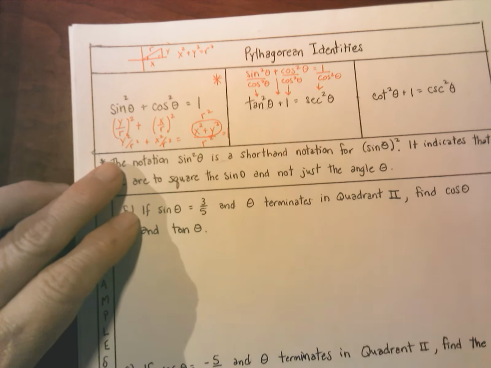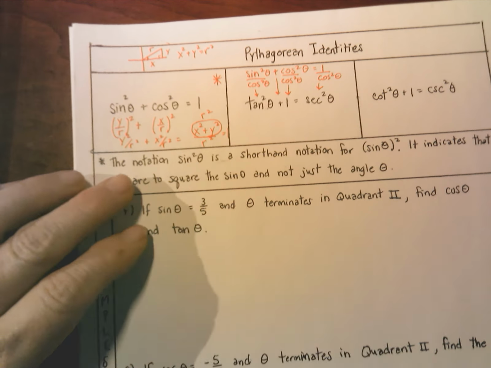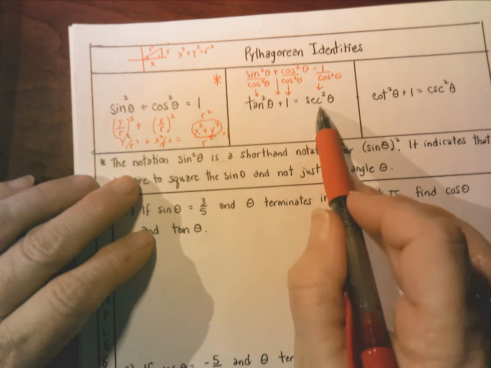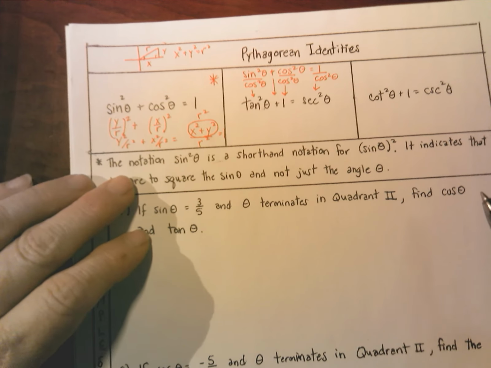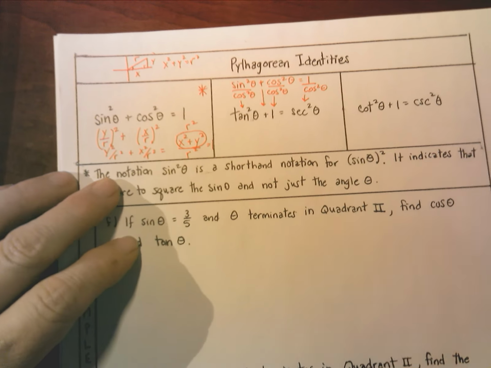And so that is just by taking this one and just dividing everything through by cosine squared, we derive one of the other forms of the Pythagorean identity. Tangent squared plus 1 equals secant squared. Same thing with this one.